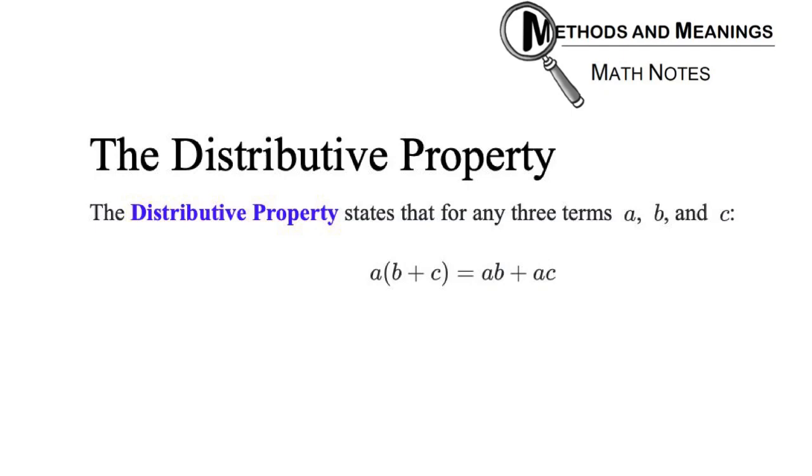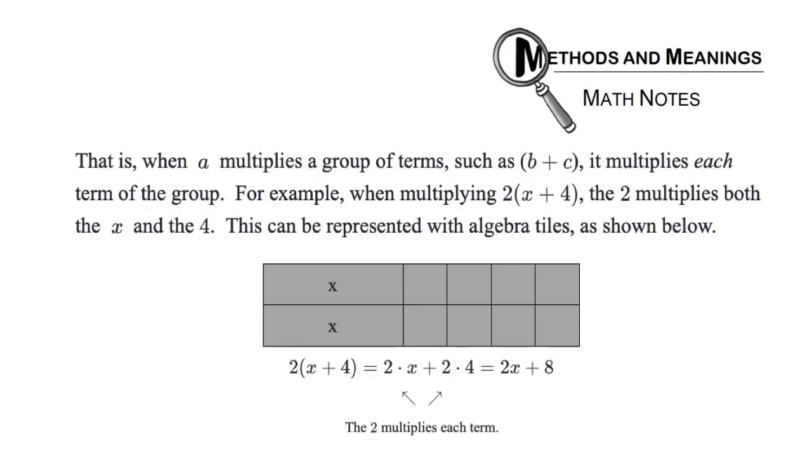Here is how we write the distributive property algebraically in the math notes here. It's a times the quantity b plus c, that means in parentheses, b plus c, is equal to a times b plus a times c. So when a multiplies a group of terms, such as b plus c, it multiplies each term of the group. For example, when multiplying 2 times the group x plus 4, 2 multiplies the x and 2 multiplies this 4.